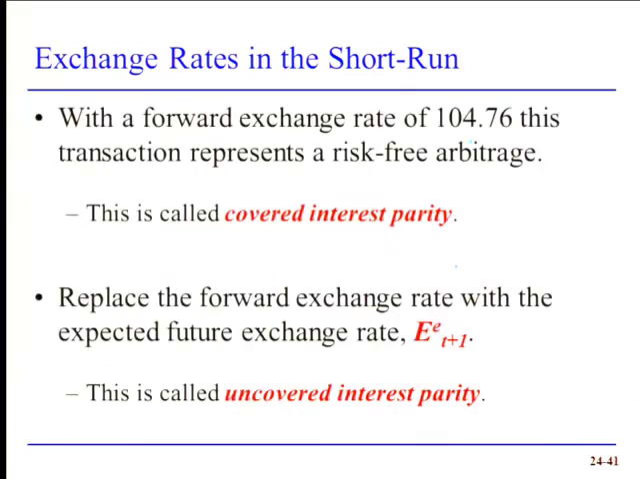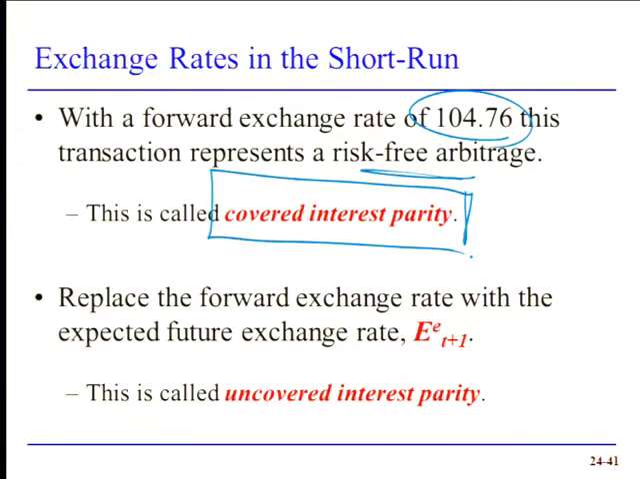Now, it turns out that when the forward exchange rate, or the exchange rate, is 104.76, we have, as I mentioned, a risk-free arbitrage. It does not matter. This is sometimes referred to as covered interest parity. Your risk has been covered. When we eliminate the forward rate and we only use the expected future rate, we now have what is known as uncovered interest parity. Your risk has been uncovered. You're only expecting that forward rate, or expecting that future exchange rate. It's not locked in. It's one way to gamble or speculate on foreign exchange movements.